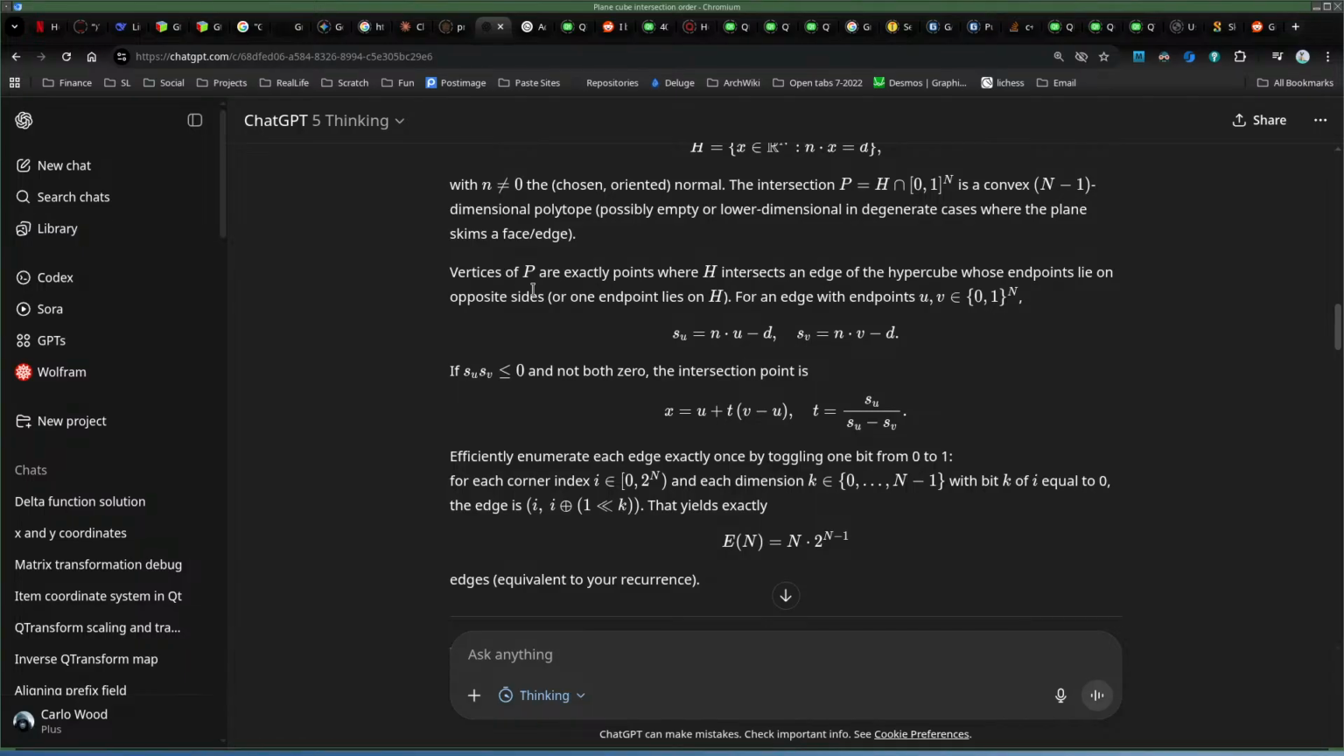I also can't say anymore that the word explaining is arrogant. It's definitely doing that. Vertices of P are exactly points where H intersects an edge of the hypercube whose endpoints lie on opposite sides, or one endpoint lies on the plane.